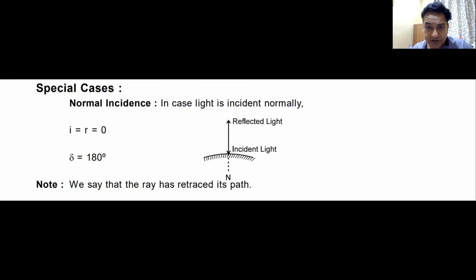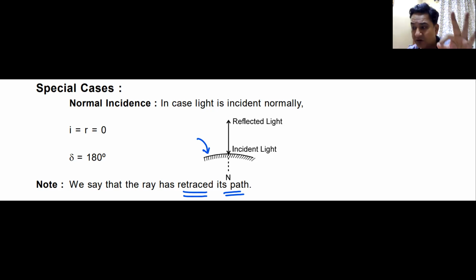In the first diagram, I showed light falling on a plane surface. Normally, it was getting reflected back. Here you have a curved surface. Light falling normally on a curved surface will also be reflected back along the same path. We call it light retracing its path. Do we understand this, everyone? Can I have raised hands from everyone that you understand this?